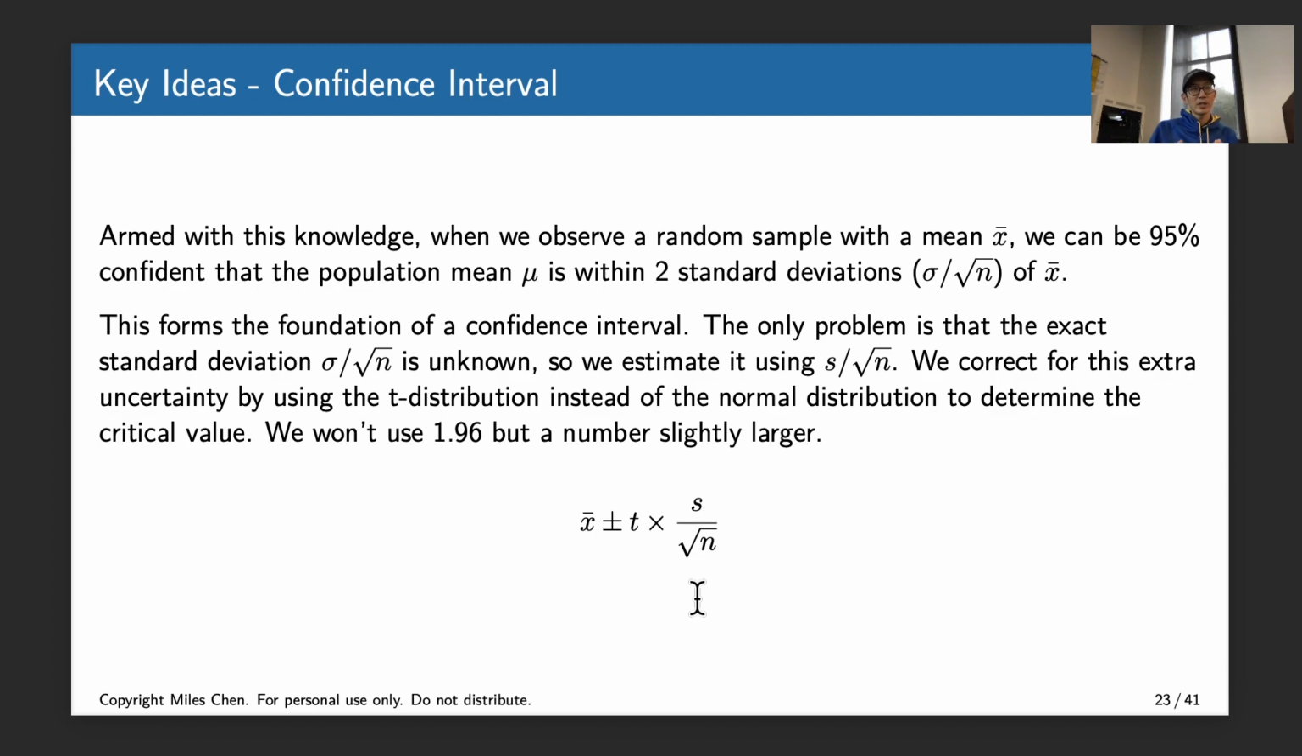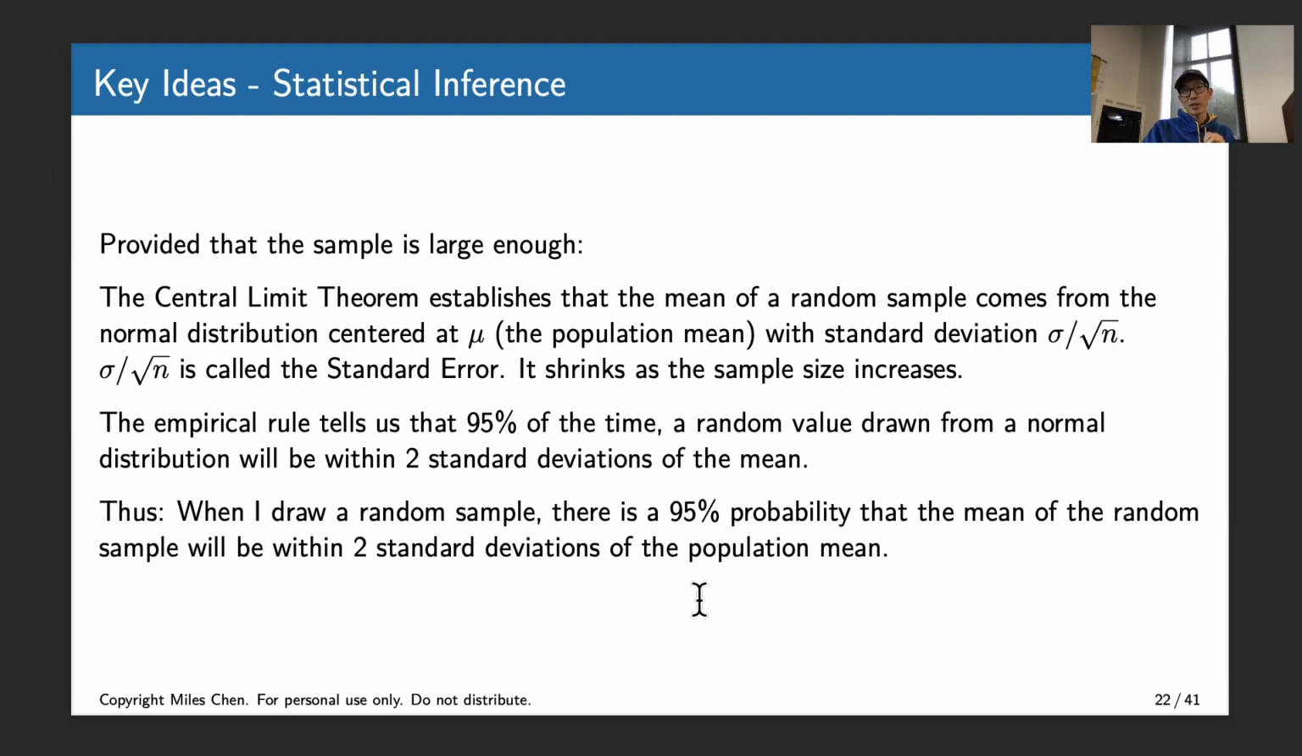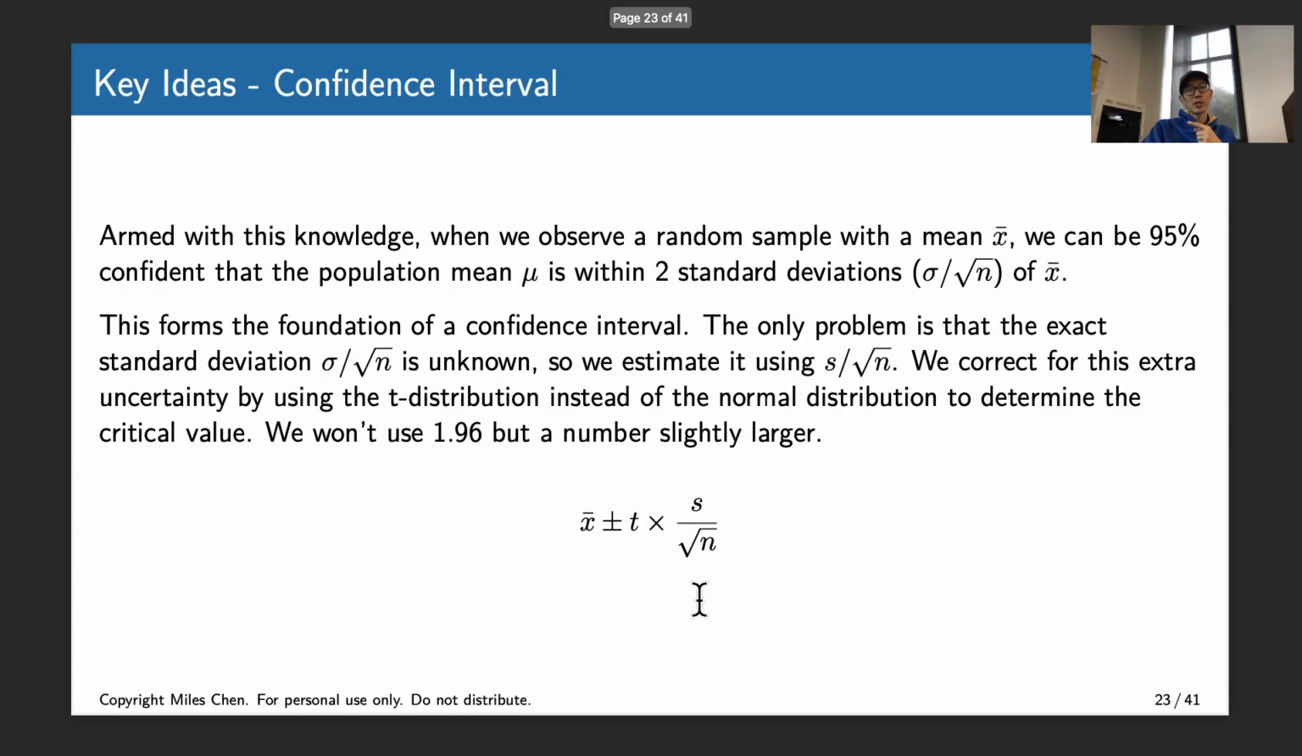So here I have my x bar. I don't know what the population mean is, but I can be 95% confident that mu is within 2 standard errors of x bar. Because this says if I have a mu, there's a 95% probability x bar is going to be within 2 standard errors. So I just flip that around, and if I see x bar, I can be 95% confident that mu is within 2 standard errors.